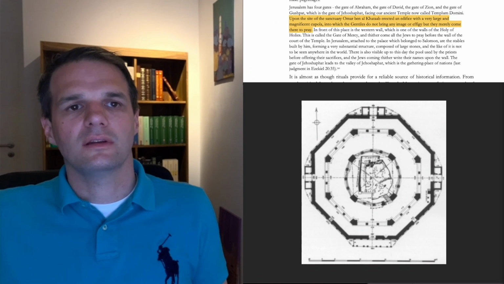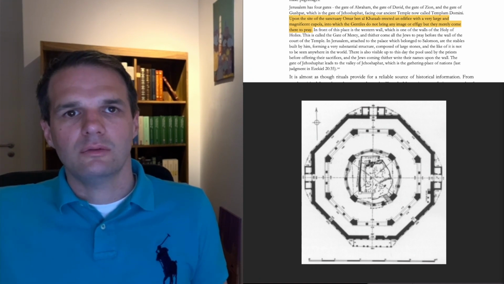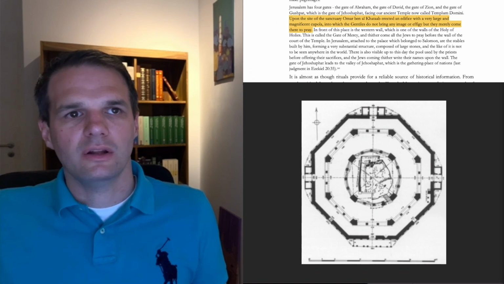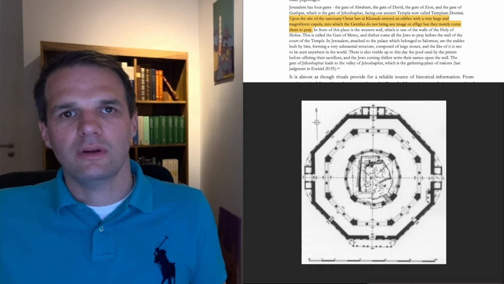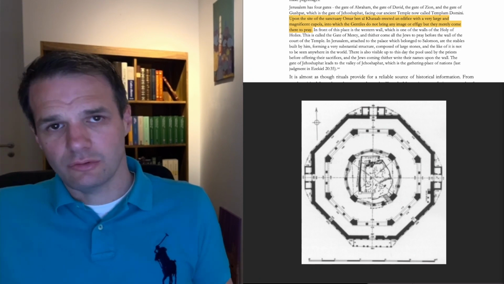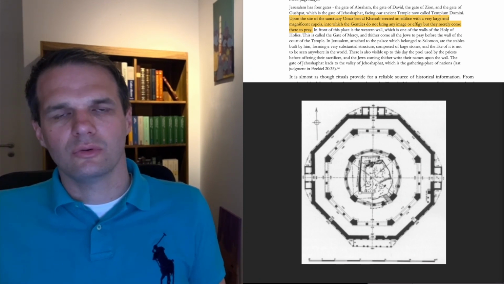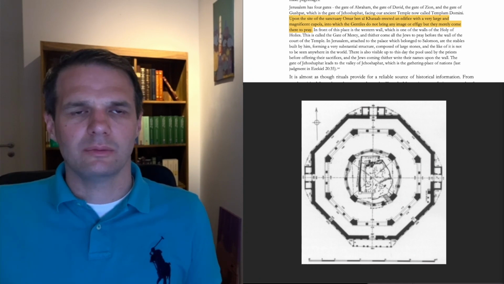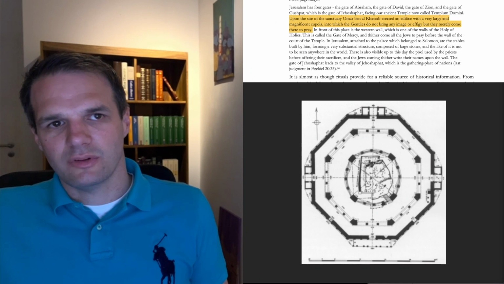and he said, "Upon the site of the sanctuary, Umar ben al-Khattab erected an edifice with a very large and magnificent cupola, into which the Gentiles do not bring any image or effigy, but they merely come to pray." So now he tries to make this argument that nobody knows who built the Dome of the Rock. Was it Abd al-Malik? Was it Umar? Was it al-Mamun?